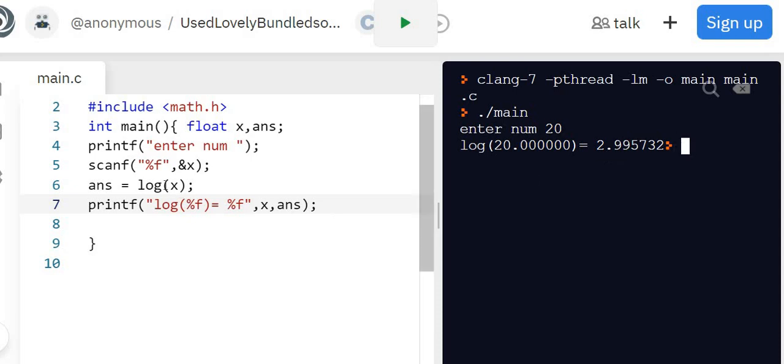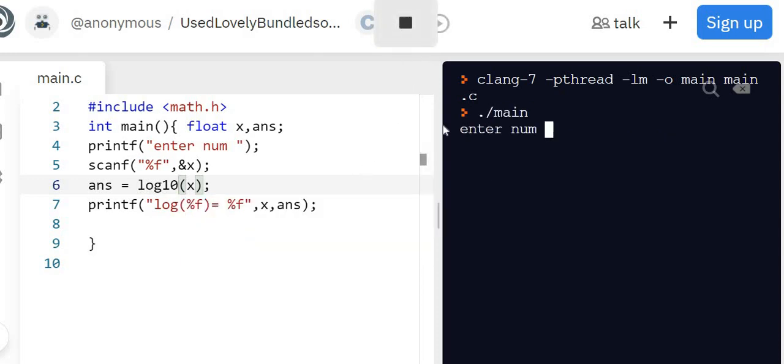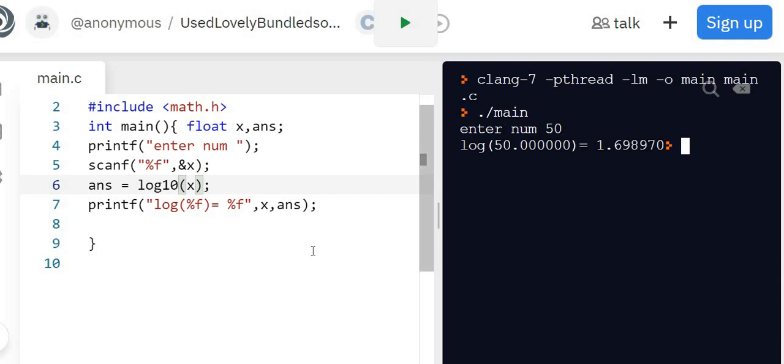Now let's do it with log base 10. So log of x to the base 10. Now we know that log of 10 is 1. Log of 100 is 2. Log of 50, do you remember? 1.68. So in this way we get a log.